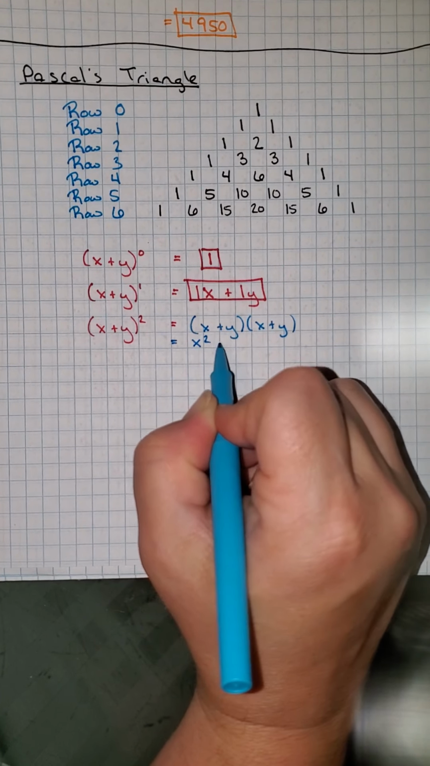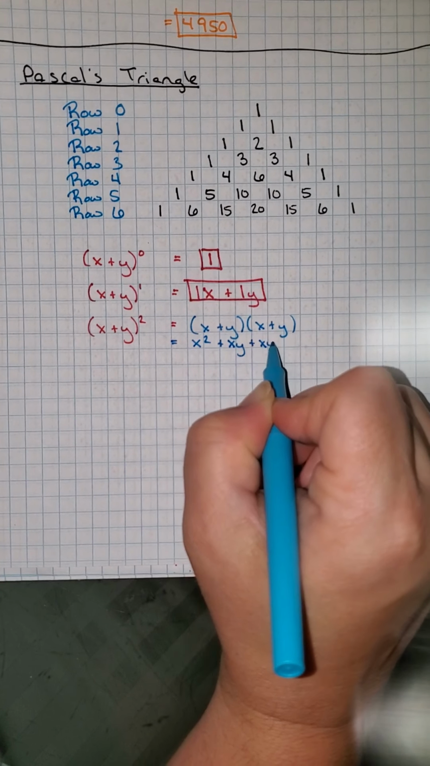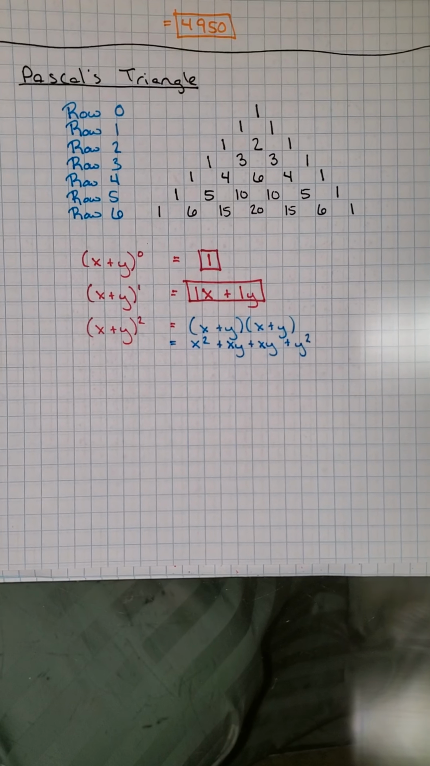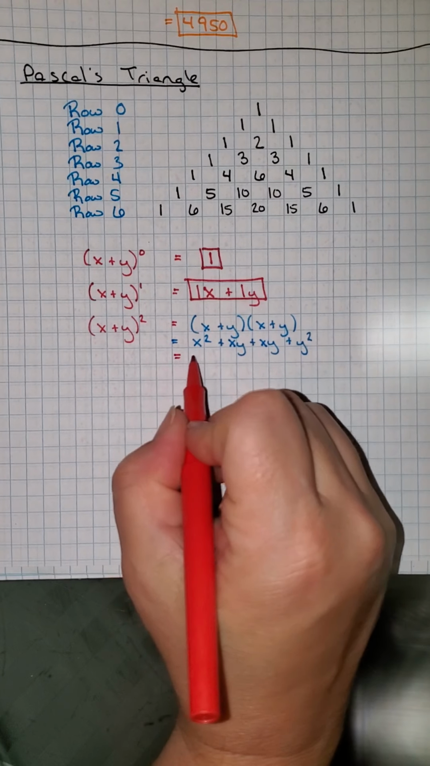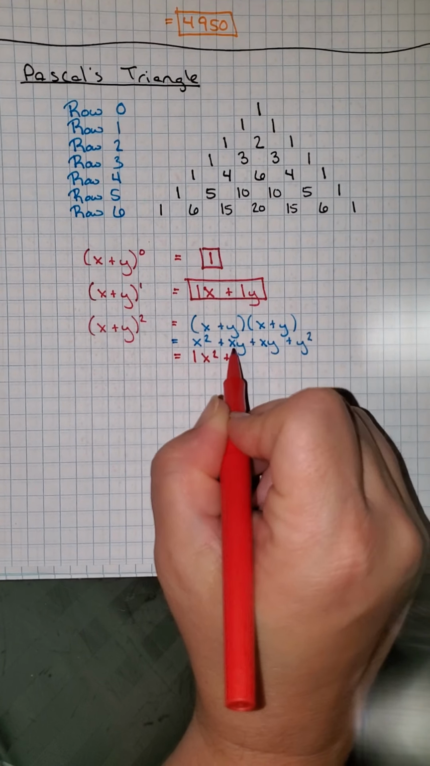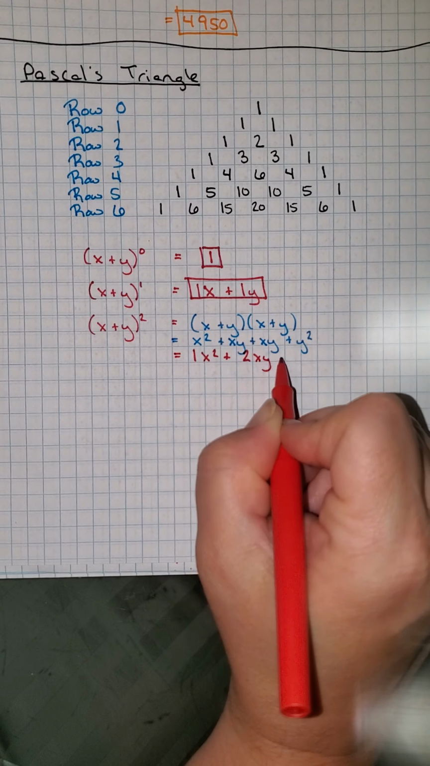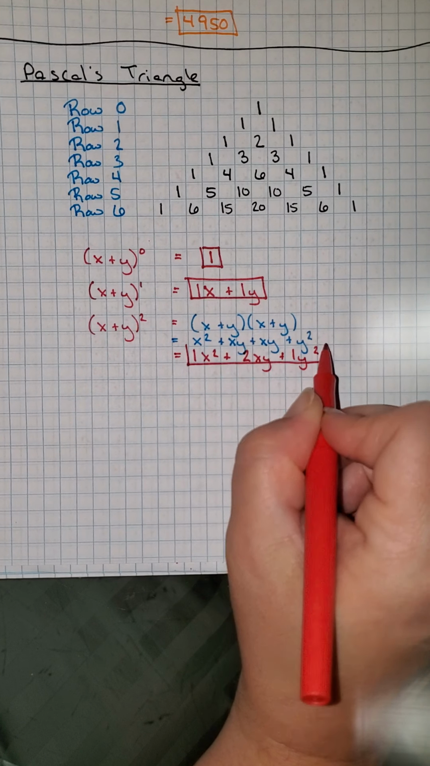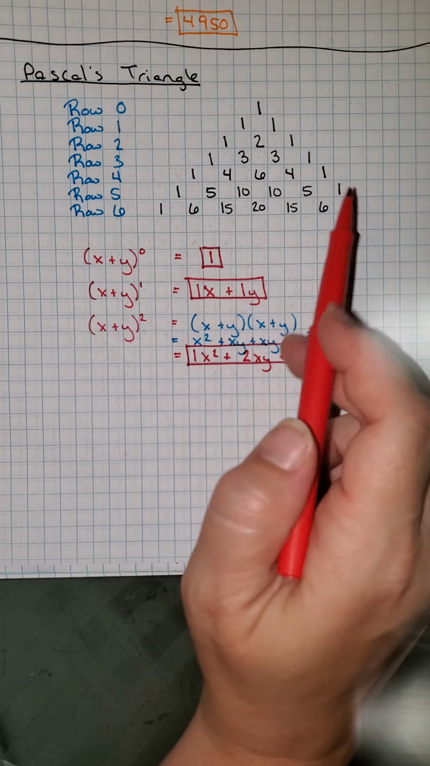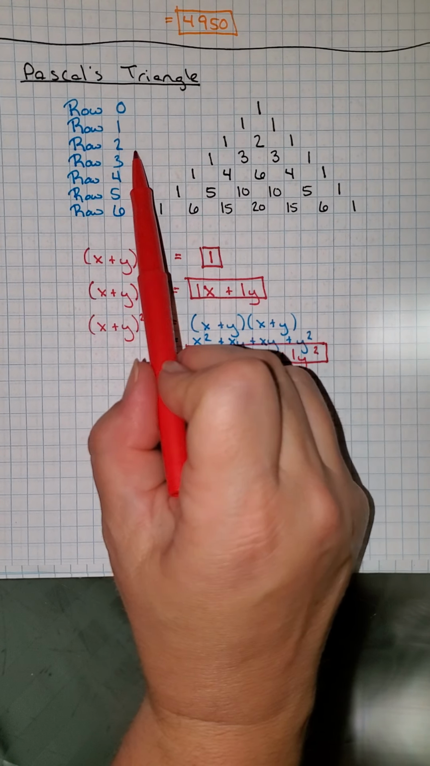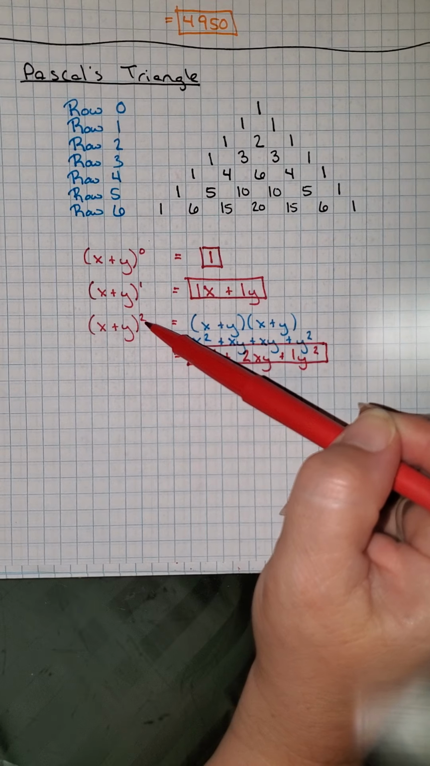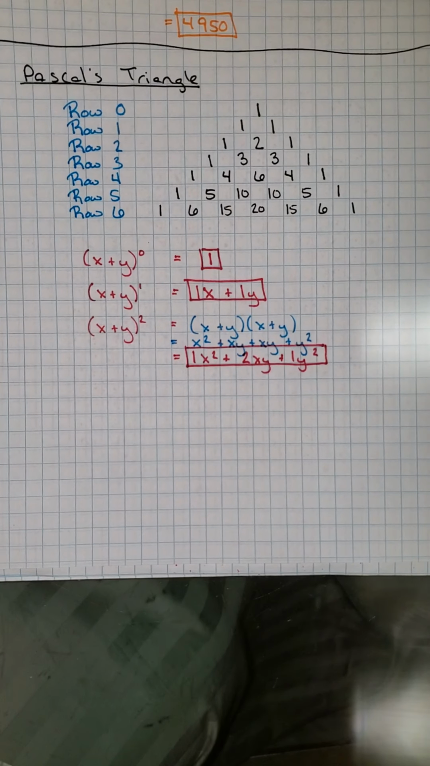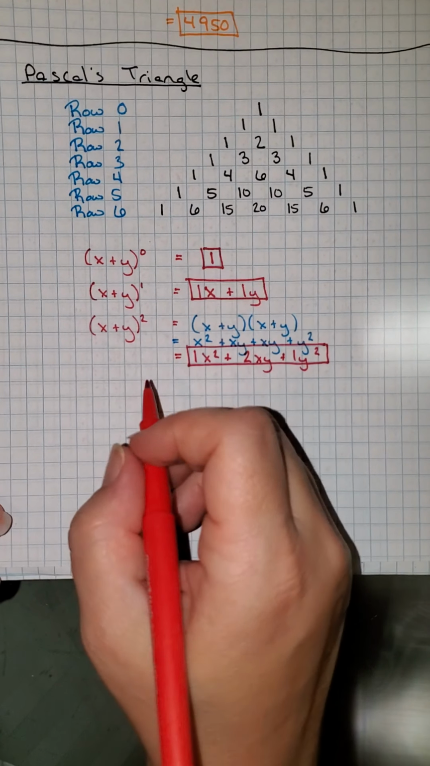So you have x squared plus xy plus xy plus y squared. Putting our like terms together, you have 1x squared plus 2xy plus 1y squared. Look at the coefficients. The coefficients here match up with row 2. The reason this is row 2 is its second power. Not the reason, but that's how it matches up. That's why this is the 0 power, because to the 0 power it's just 1. Pretty cool how that works.